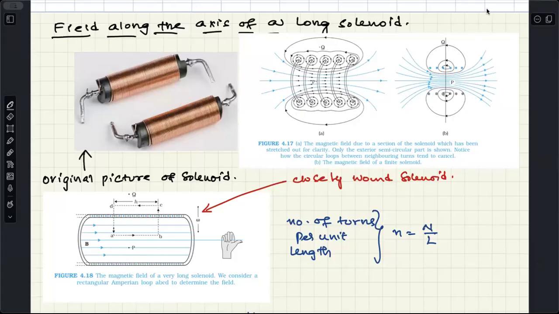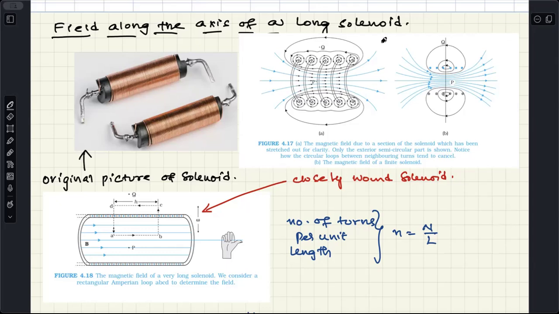In our previous class, what we had is Ampere's law. We have comfortably finished the Ampere's law concept. Concept only. Now we are going for the applications of Ampere's law.